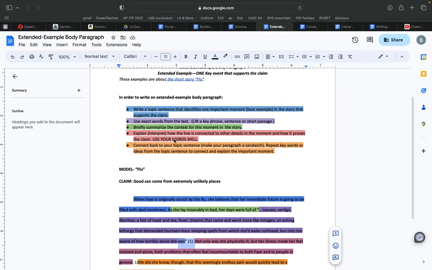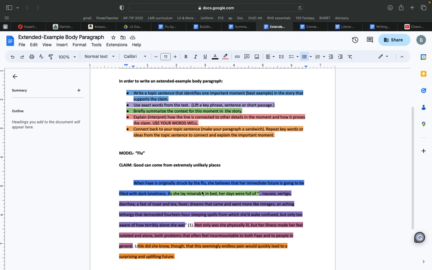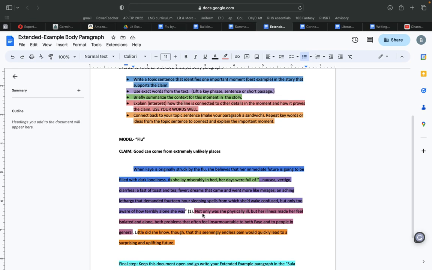Now again, sorry, I'm going to zoom back out. Now I gave context, I gave my quote. Now I'm going to explain how this proves my main idea. "Not only was she physically ill, which my quote said, her illness made her feel isolated and alone. It literally says that. Both problems that often feel insurmountable to both Faye and to people in general." So look at that. I applied it to real life already. You don't even have to do that part. You could just say it feels insurmountable to Faye, right? This is exactly what I proved.